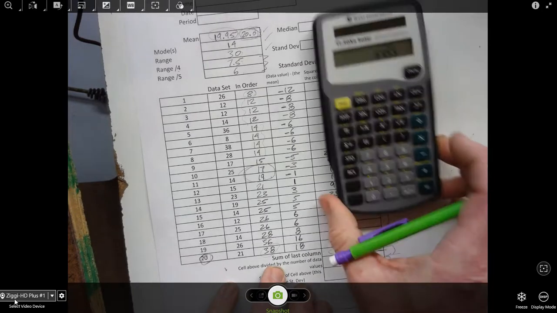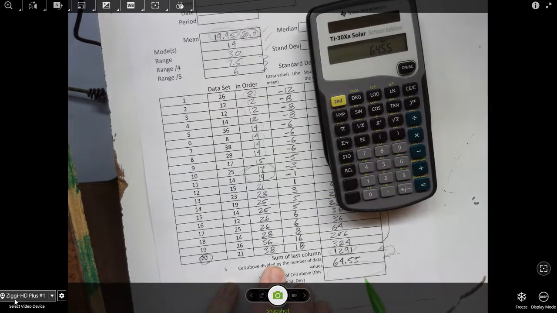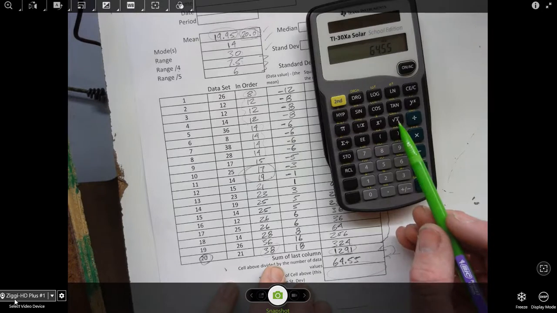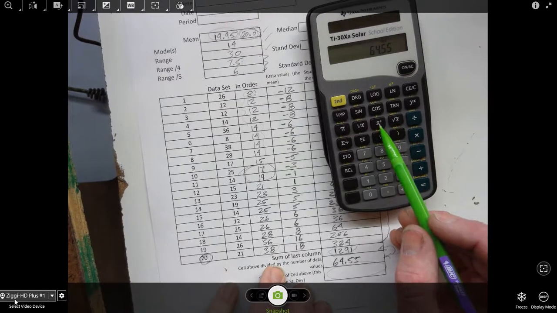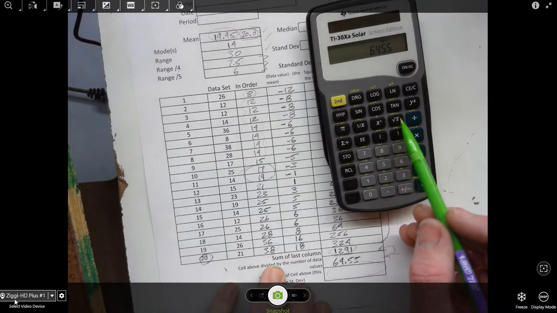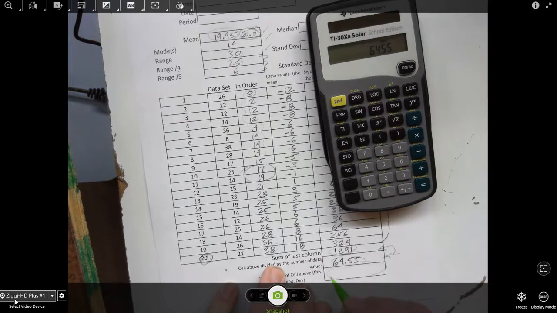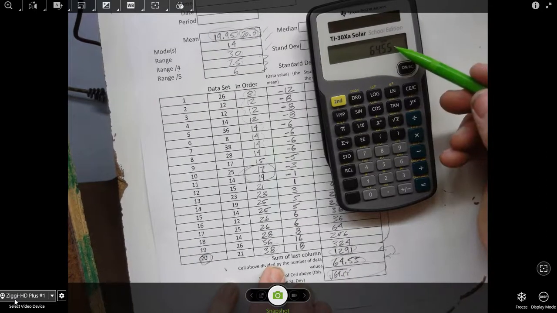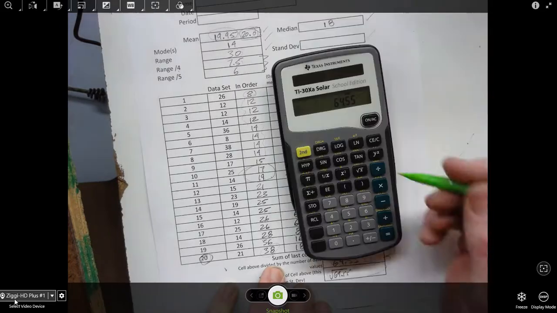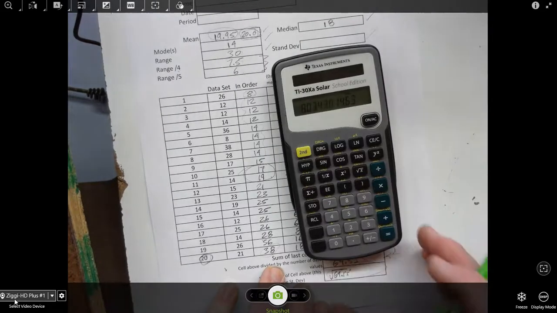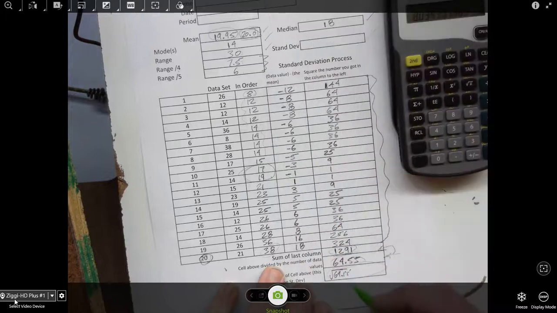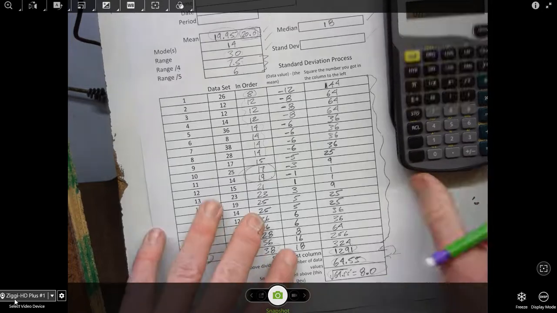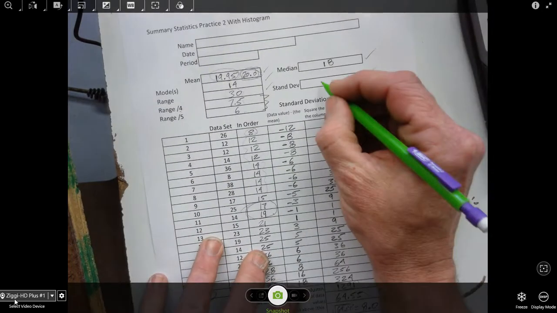And then, to get the standard deviation, the last step is to take the square root, this key. I'm going to square root this number. It's going to be the square root of 64.55. In this calculator, since that number is in my display, I just hit the square root key. 8.03. If I round that to one place, we'll just call it 8.0. So my standard deviation is 8.0.